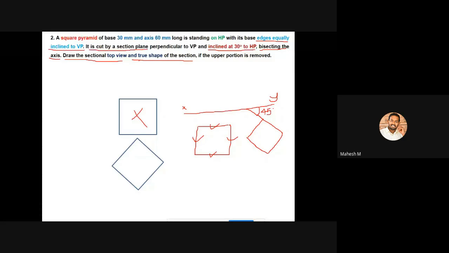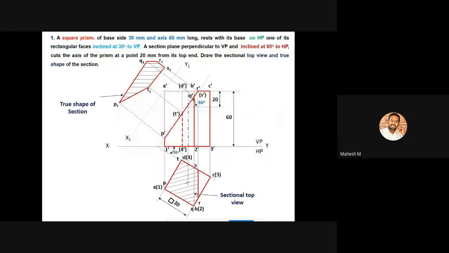If the upper portion is removed, it is clearly mentioned that we have to remove the upper portion. In our previous problem, they didn't mention whether we have to remove the upper portion or the lower portion, because that one was the cutting edge, and we had no condition. So we removed the upper portion. If there is no condition, you can remove the upper portion. In this second problem, they have clearly mentioned that we have to remove the upper portion.